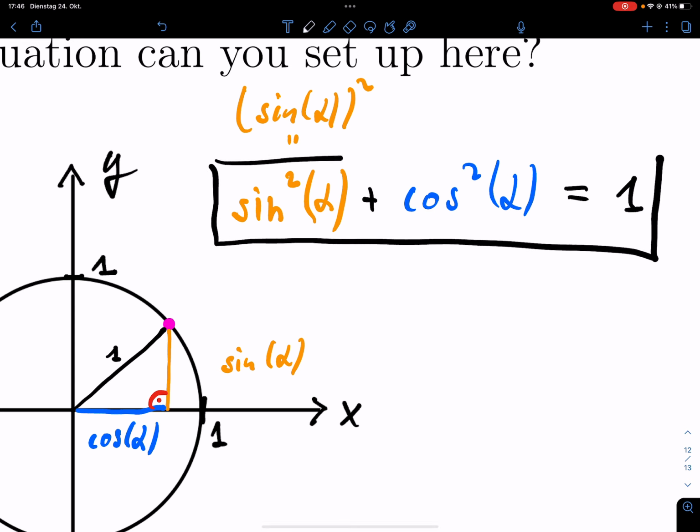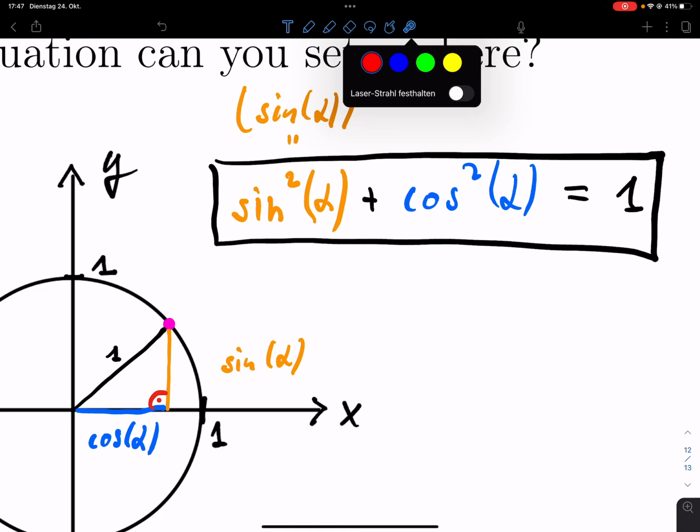And this is the trigonometric version of the Pythagorean theorem. And another identity that is often very useful, for instance, it allows you to replace sine squared with 1 minus cosine squared if you carry that over, or cosine squared with 1 minus sine squared. There are different things you can do.